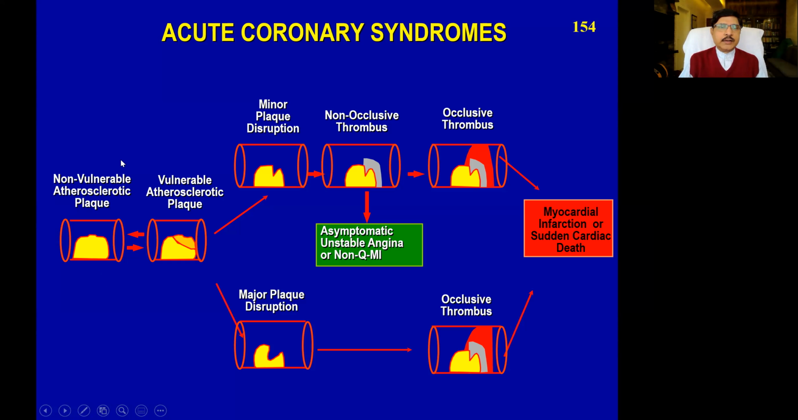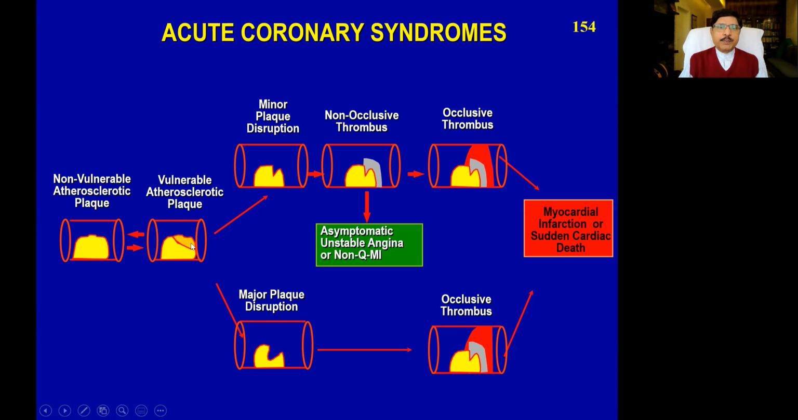So a non-vulnerable atherosclerotic plaque is where the cap is very firm and is rich in fibrin, and the LDL quantity is less, cellularity is more. Such a plaque is called the non-vulnerable plaque. What happens is sometimes the cap of the plaque gets opened up due to various reasons, and that becomes a vulnerable atherosclerotic plaque. And this is very thin. The fibrous cap, fibrin cap is very thin, and the LDL is very rich here, oxidized LDL. This all is under the endothelium.